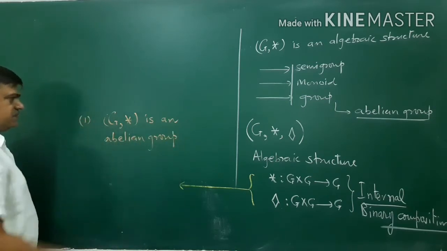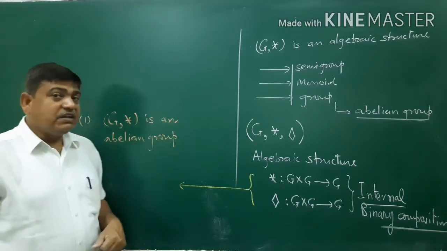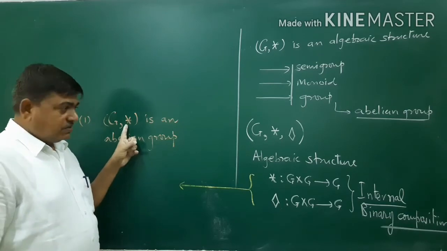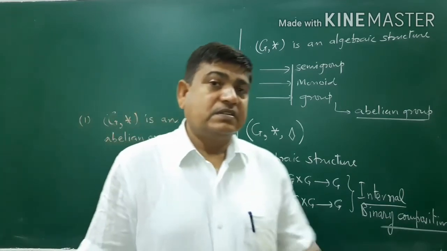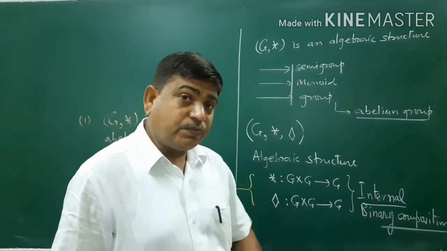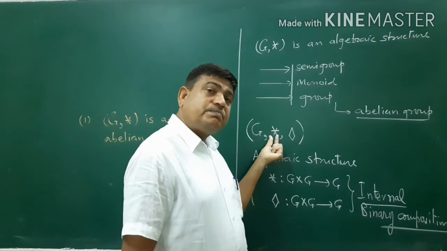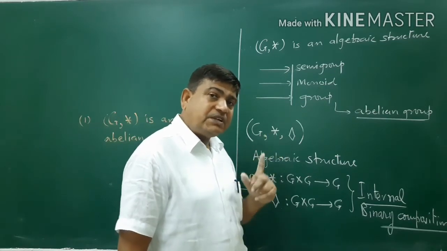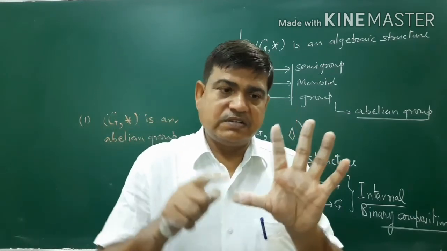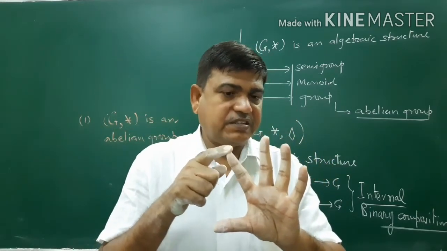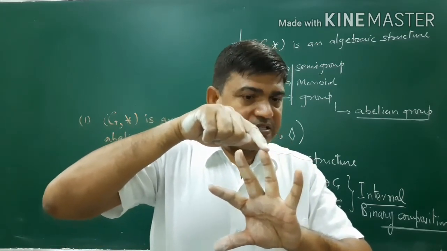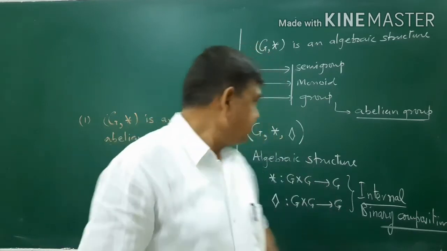First, G is an abelian group with respect to this binary composition. G is known as an abelian group with respect to this particular one. It means it has five properties: closure, associativity, identity, inverse, and commutative property.